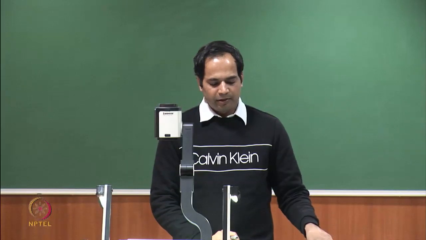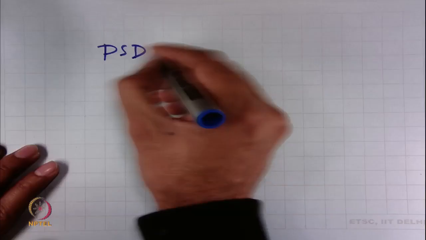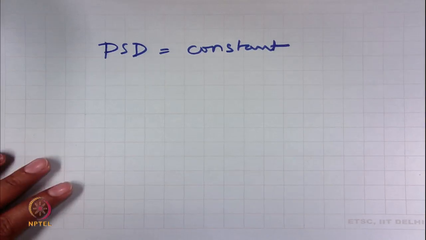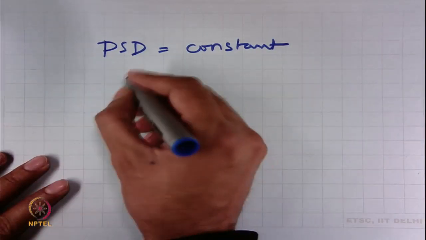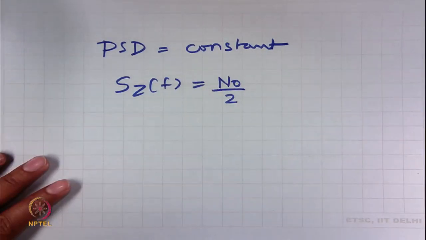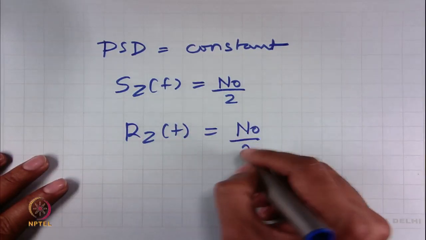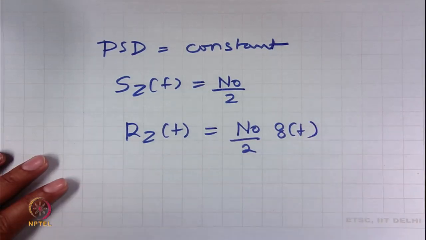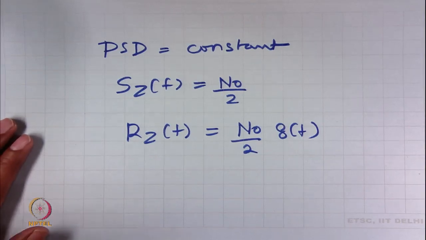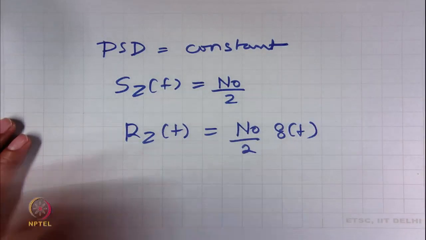If the noise has a power spectral density which is constant, and this we have said is the case in the white Gaussian noise, so S z of f is N naught by 2. What is its autocorrelation function? Its autocorrelation function would be an impulsive function. You must have seen in the course on signals and systems that the Fourier transform of a constant is an impulse. So, the Fourier transform of a power spectral density which is constant is an impulse.